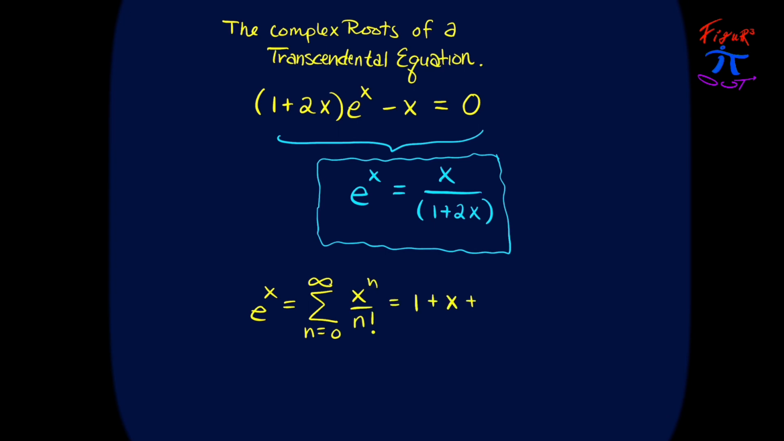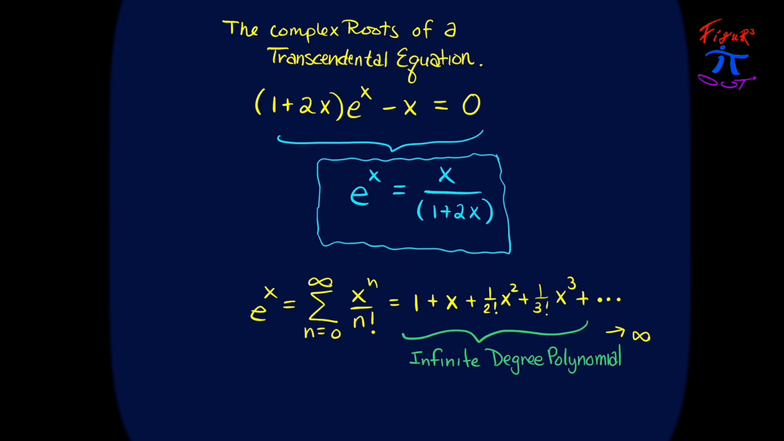The transcendental part coming from e to the x, which is represented by an infinite power series. An infinite power series can be thought of as an infinite polynomial, or a polynomial of infinite degree. And if this polynomial has an infinite degree, which is one of the reasons it's transcendental, then we can assume that it has an infinite number of roots, an infinite number of zeros.